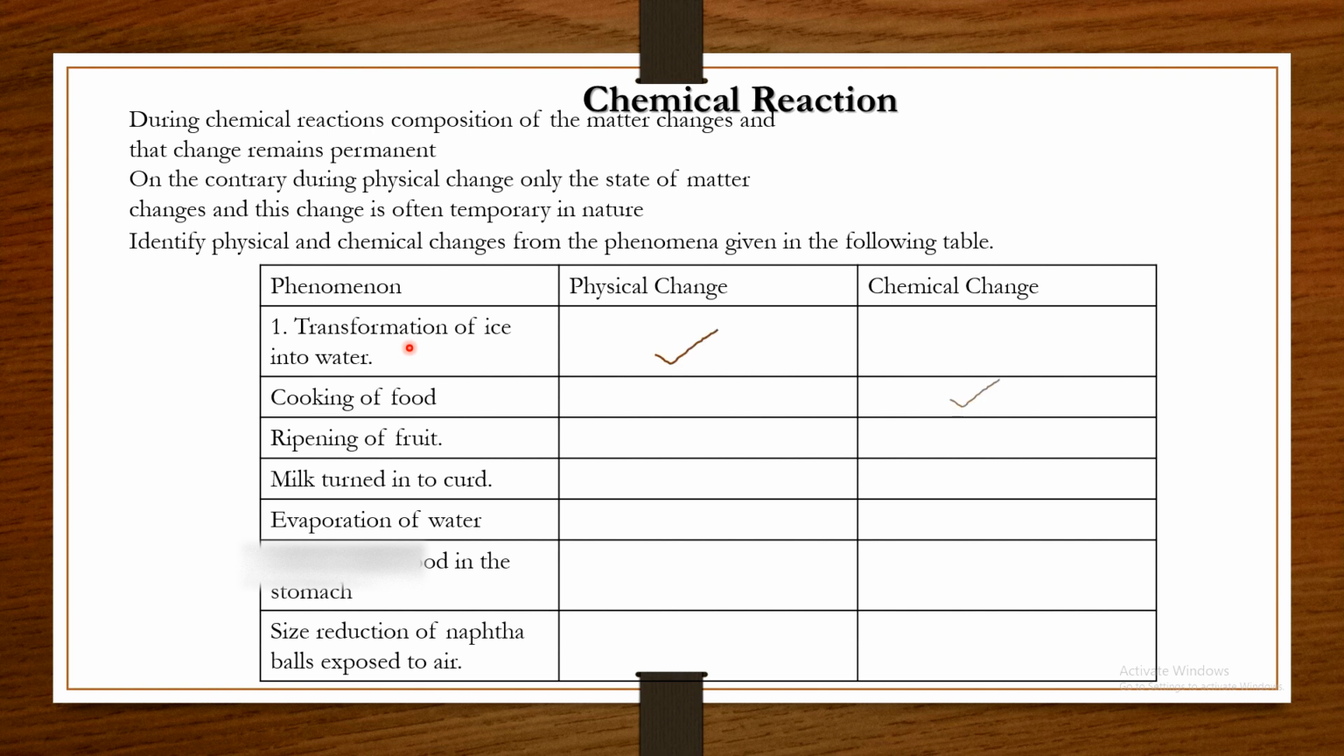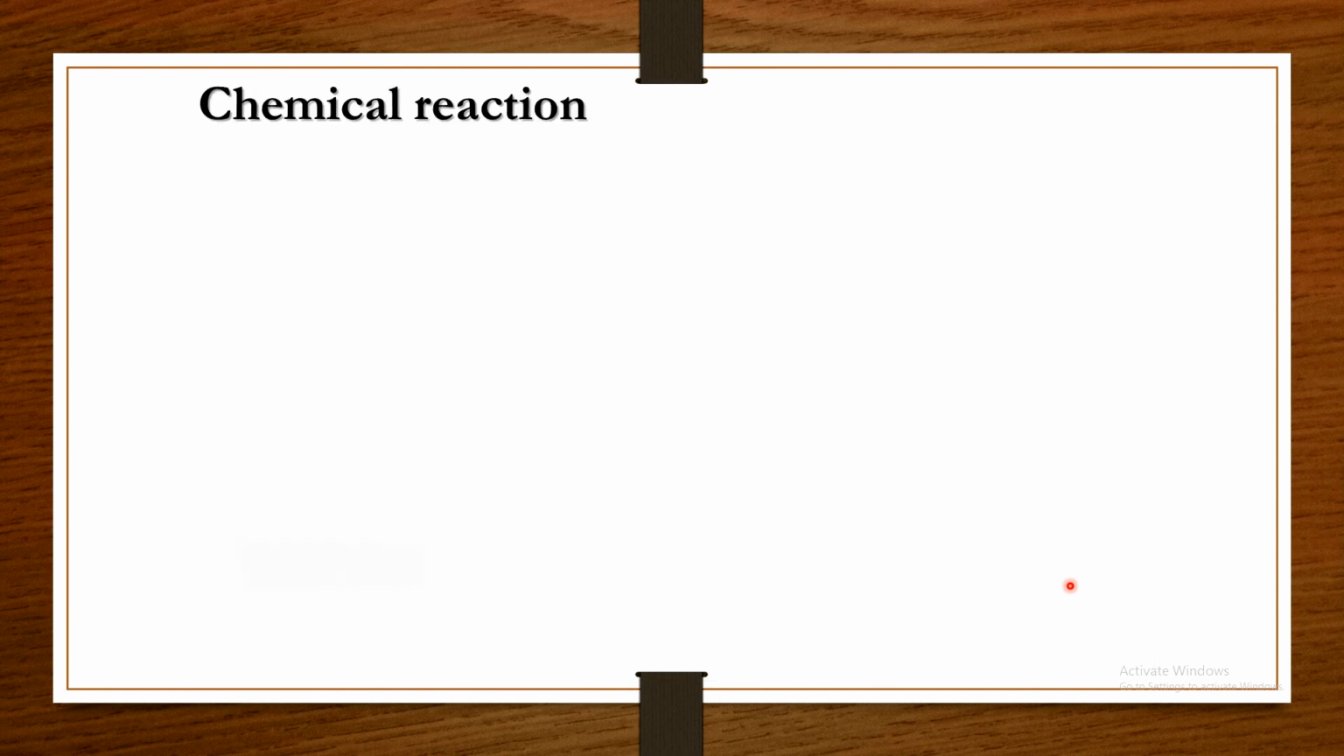Cooking of food, ripening of fruit, milk turning into curd, these are all chemical changes because they form a new combination of substances. They change in their properties. Evaporation of water, and when the vapors are condensed they form water again, is one type of physical change. Digestion of food is a chemical change, and size reduction of naphthalene balls exposed to air is also a chemical change. So first we have to identify which are physical and chemical changes.